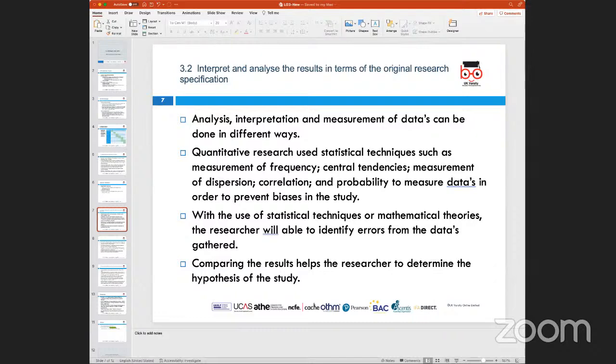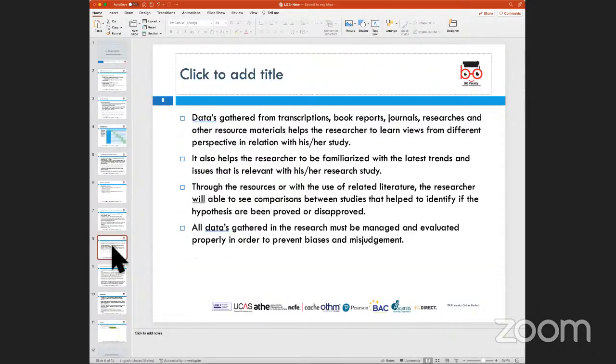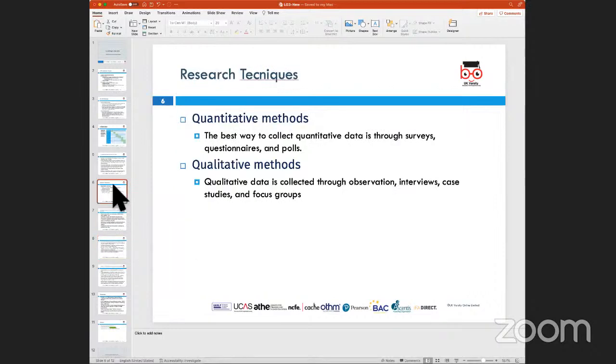Quantitative means numerical or data related, and they will normally come from surveys, questionnaires, polls. And when you talk about qualitative, it is going to be more of observations, interviews, case studies, and focus groups that you conduct in order to get hold of data which is required for your research.